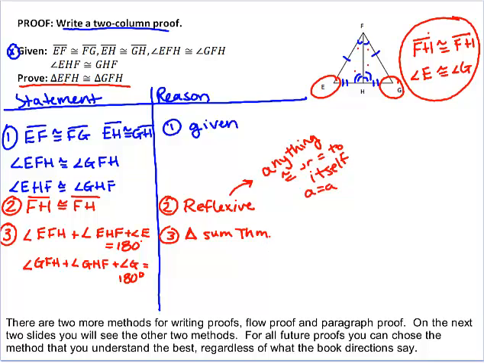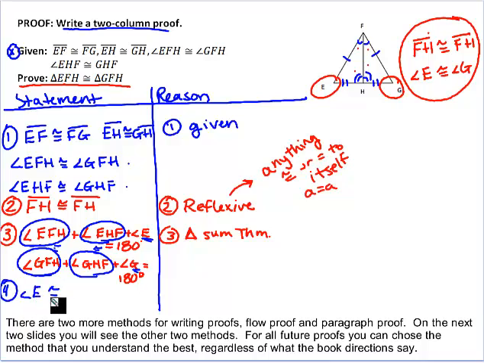And now it makes sense that because EFH and GFH, these two are congruent to each other, EHF and GHF, these two are congruent to each other, that was in our given, it would make sense that our remaining angles should have to be equal to each other. So that'll be our step 4. Angle E should be congruent to angle G.